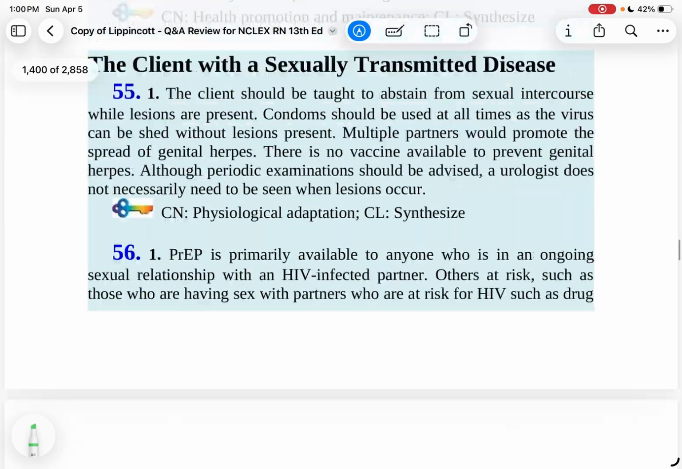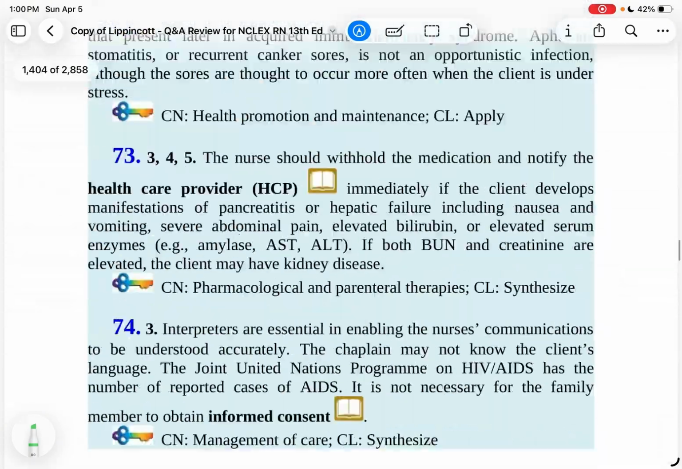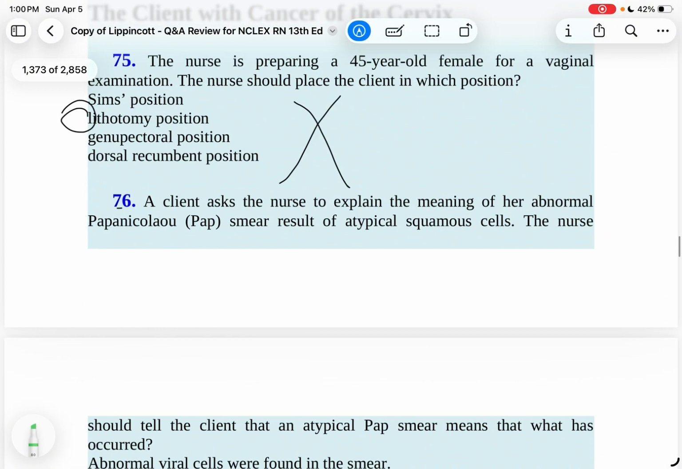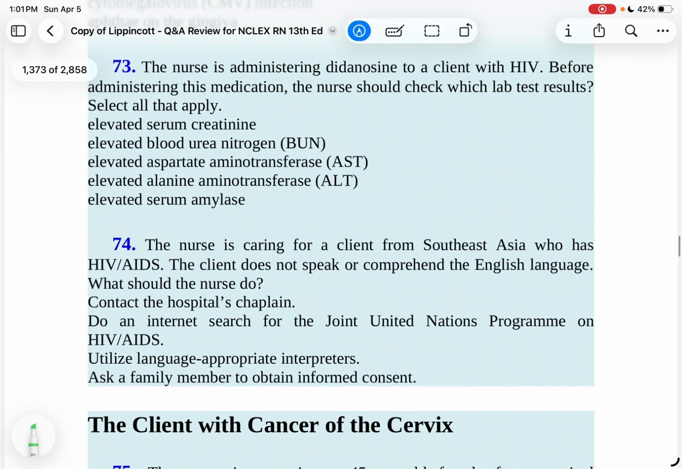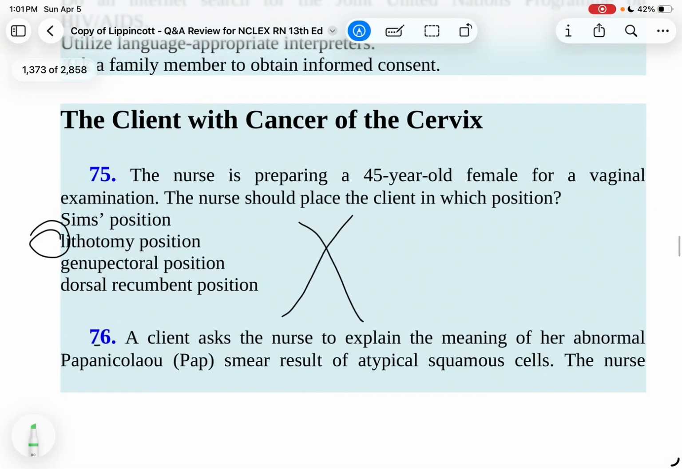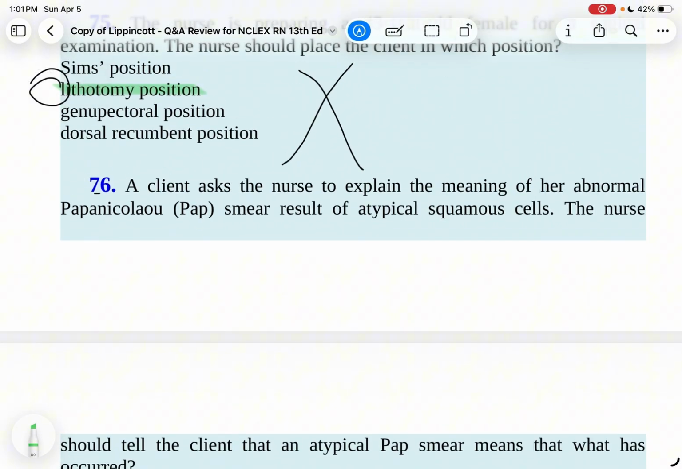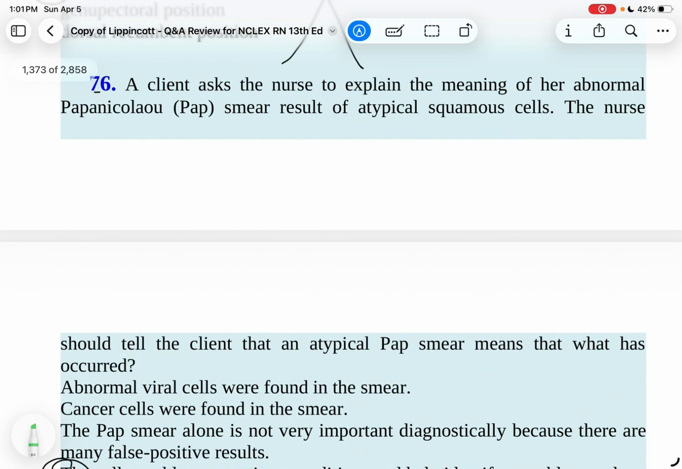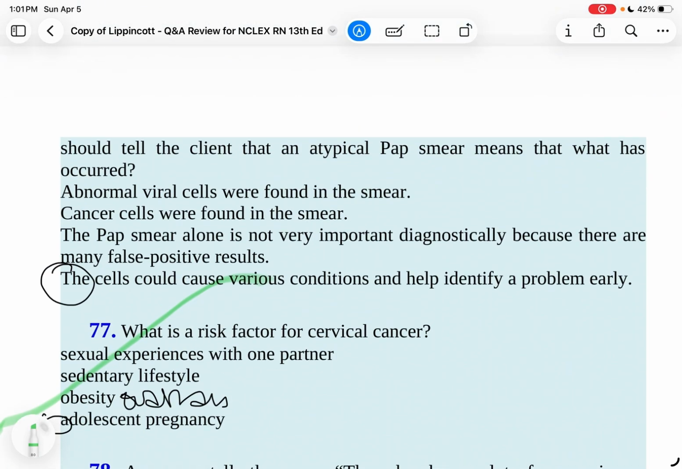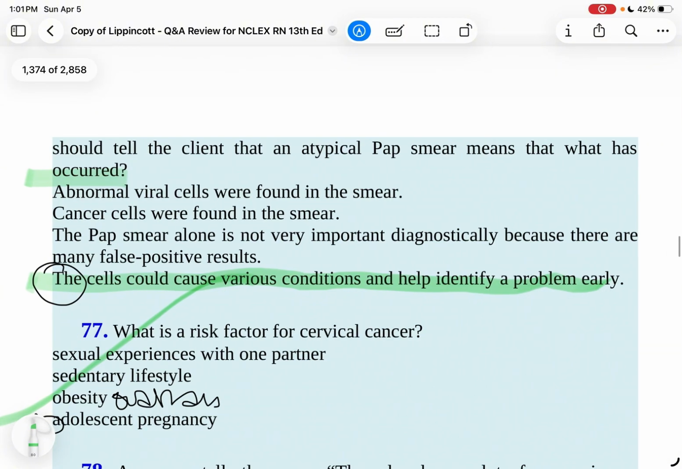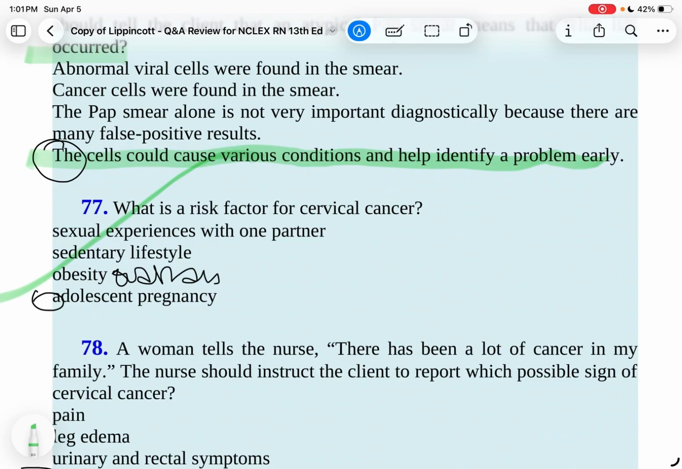So we are done with that. Moving on to the care of clients with cervical cancer. The nurse is preparing a client for a vaginal examination. The nurse should place the client in which position? The answer given was dorsal recumbent, but the most appropriate position for a vaginal examination is lithotomy. The client asks the nurse to explain her abnormal Pap smear result of atypical squamous cells. An atypical Pap smear means the cells may cause various conditions, and it helps identify a problem early.